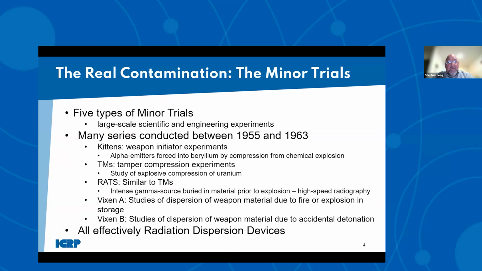There were some experiments on weapon initiators and the tamper compression, and most importantly in terms of the contamination on the site were the Vixen trials, Vixen A and Vixen B, which were safety trials about how safe it was to store and transport the nuclear weapons once you had those in your armory. All these trials involved radioactive material and chemical explosives. So they're all effectively radiation dispersion devices.